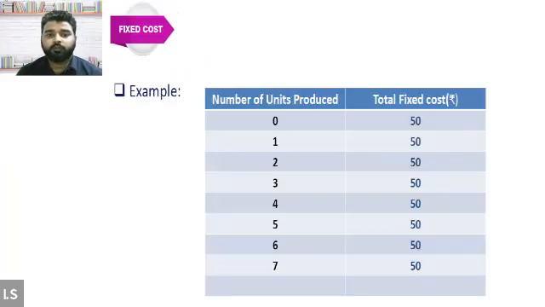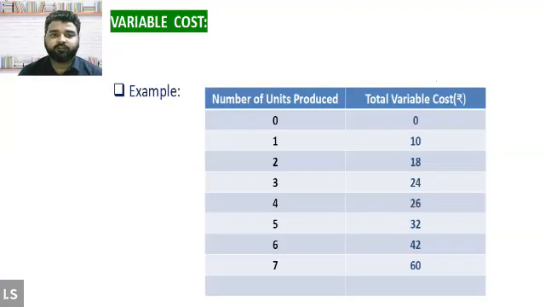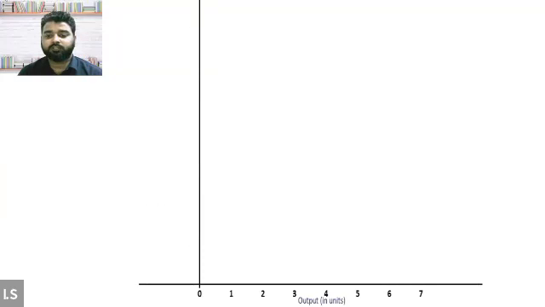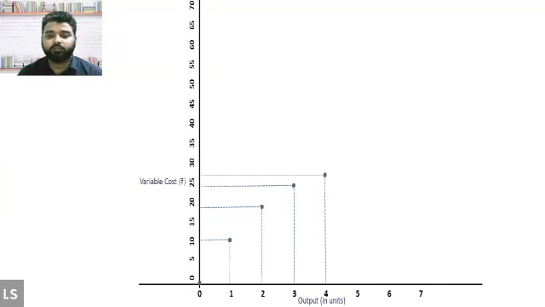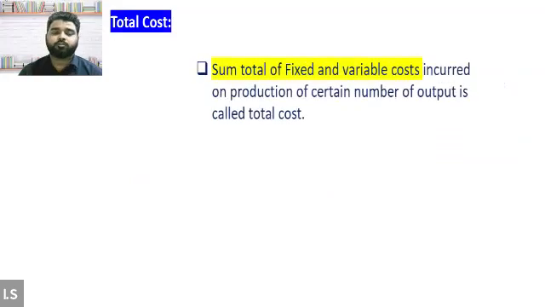Now let's talk about other types of costs. After fixed and variable, we have the other type of cost, which is called total cost. It is very easy to understand the meaning of total cost. Total cost is nothing but the sum total of fixed and variable cost.